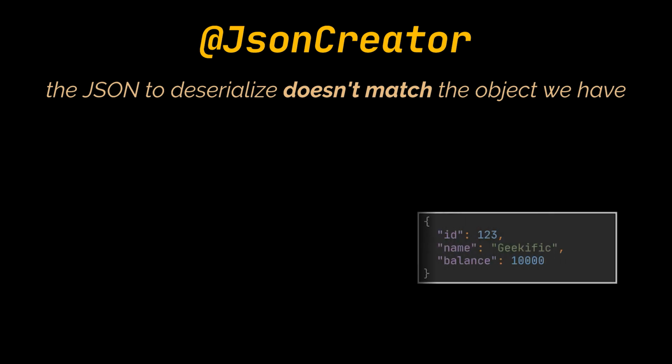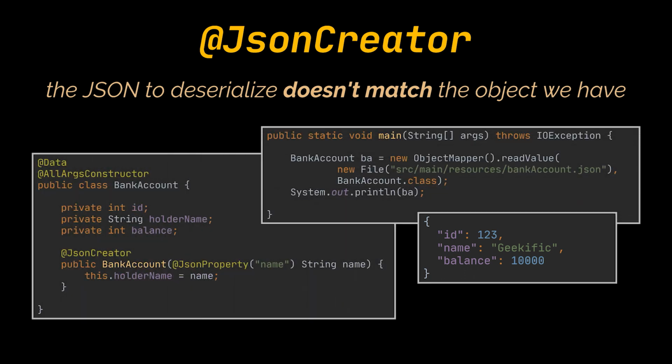Say we need to deserialize the JSON string you see in front of you. However, there is no name field in our bank account entity. There is a holder name field, and we don't want to change the entity itself. What we need is a little more control over the unmarshalling process by annotating the constructor with @JsonCreator and using the @JsonProperty annotation as well.